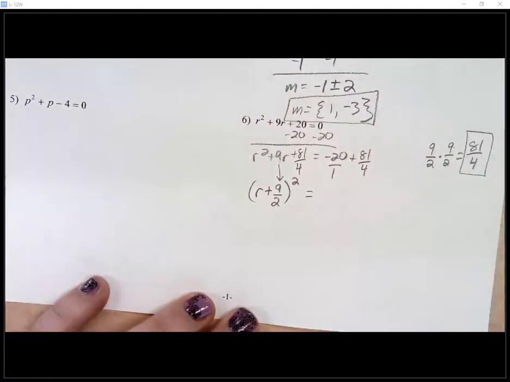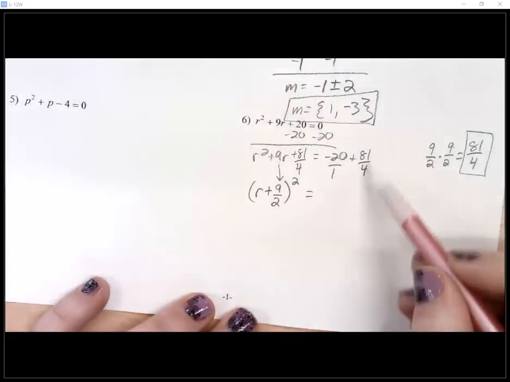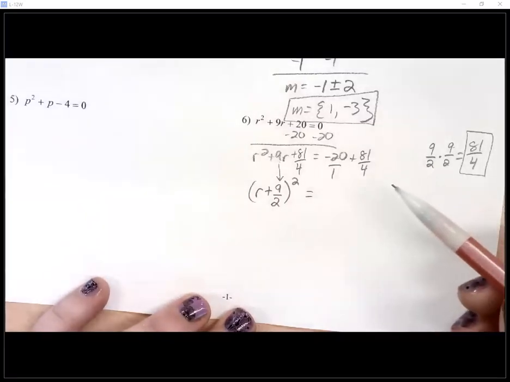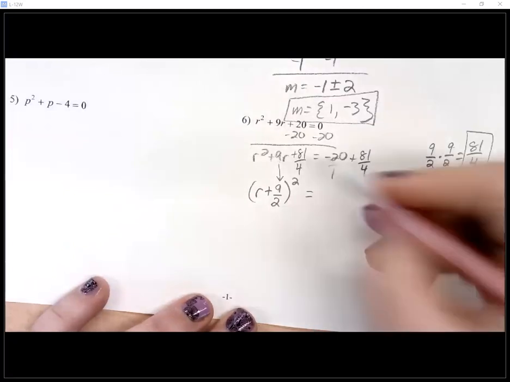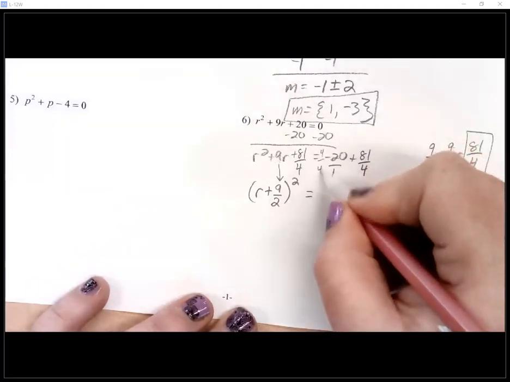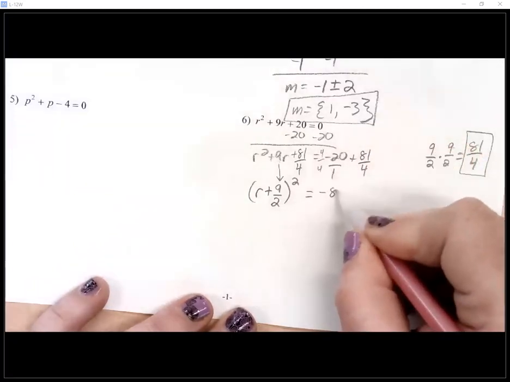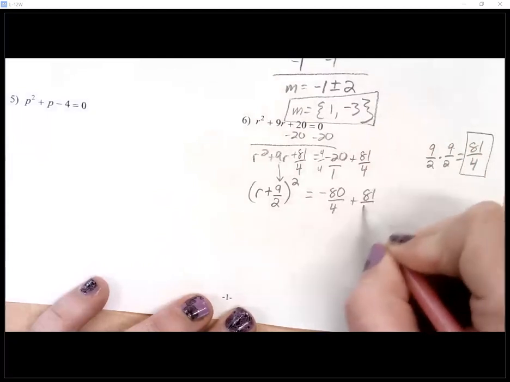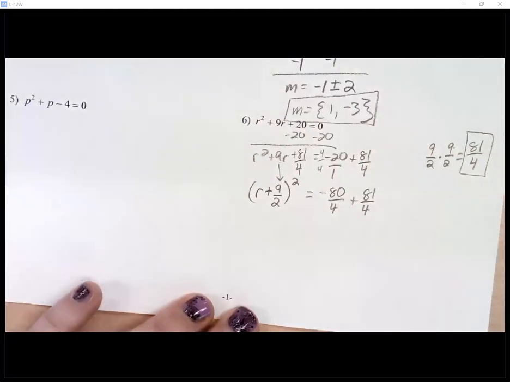On the right-hand side, I have to do a little bit of math. I have to add these two fractions together, so I need common denominators. I'll multiply the first fraction by 4/4. So I'm really going to be combining negative 80/4 plus 81/4. Negative 80/4 really is negative 20, right? So I didn't actually change anything.